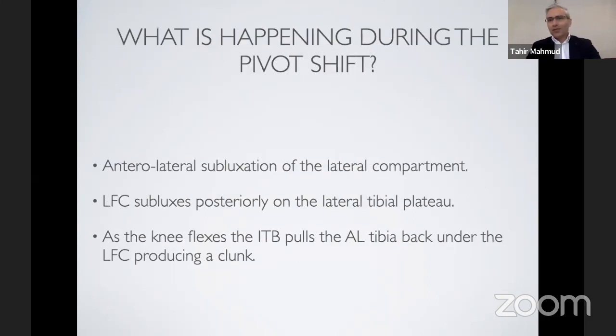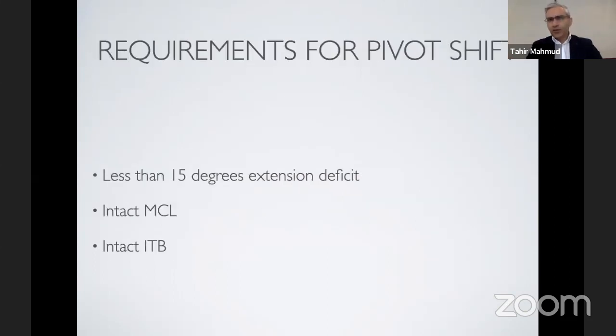So what is actually happening during the pivot shift test? Essentially, we're reproducing the pivot that happened when the patient ruptured their ACL. We've already been through the mechanism of the injury. So when we're performing the test, what we're doing is subluxing the anterolateral tibia forward, or anterior, with respect to the lateral femoral condyle. And as we're flexing the knee, the tibia reduces back underneath the femoral condyle. That happens by the iliotibial band that is attached to Gerdy's tubercle pulling the tibia posteriorly. We're going to look at that in a little more detail in a second.